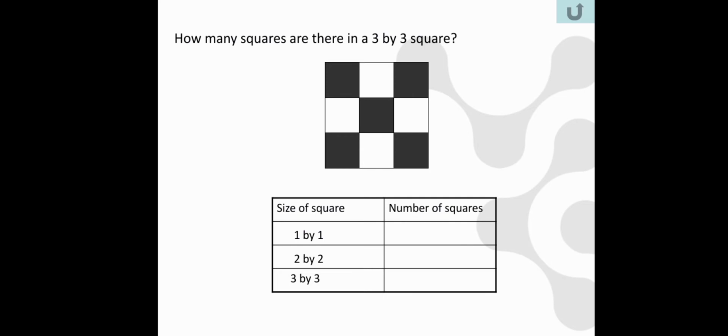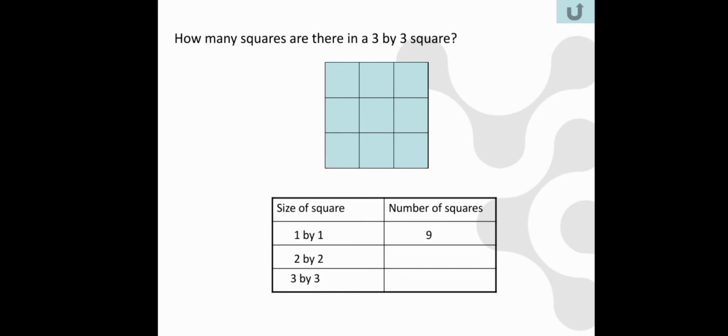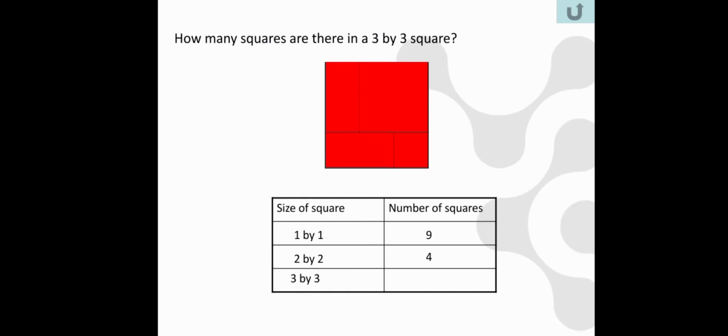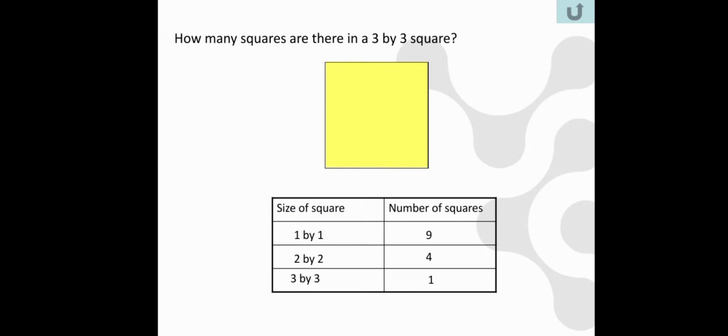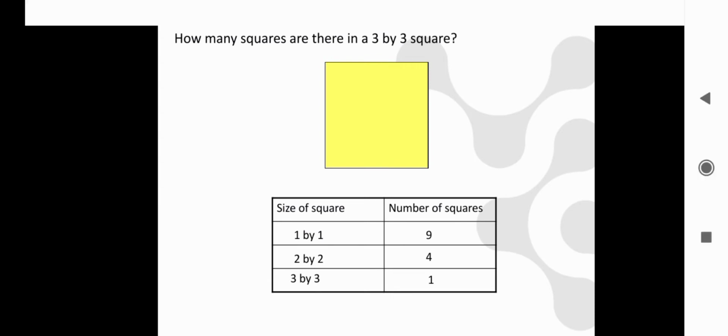So, how many 1 by 1 squares are there in a 3 by 3 square? There are 1, 2, 3, 4, 5, 6, 7, 8, 9. There are 9 1 by 1 squares inside a 3 by 3 square. How about 2 by 2 squares? There are 4 2 by 2 squares inside a 3 by 3 square. And obviously, there is a 1 3 by 3 square in a 3 by 3 square. So the number of squares in a 3 by 3 square is not 9 but 9 plus 4 plus 1 is 15. There are 15 squares in a 3 by 3 square.